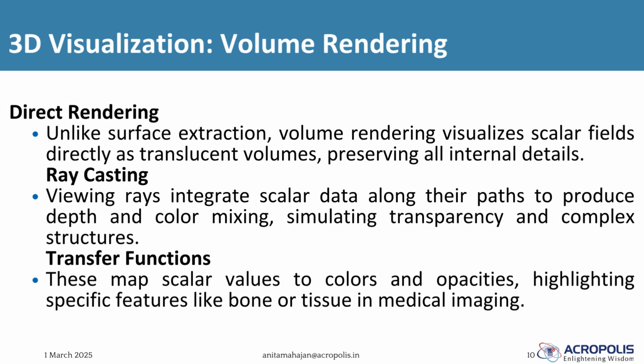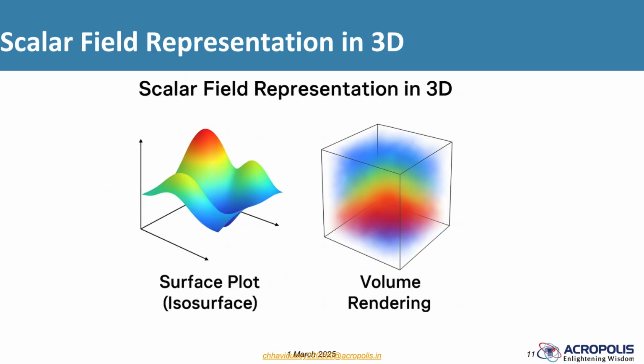Another powerful method is volume rendering, which displays the entire 3D scalar field directly. It uses ray casting, where rays pass through the data and accumulate color and transparency to form an image. This allows us to see inside the data without extracting a surface. Transfer functions play a key role here, mapping scalar values to colors and opacities to highlight features like bones or tissues. This is particularly useful in medical imaging and scientific exploration.